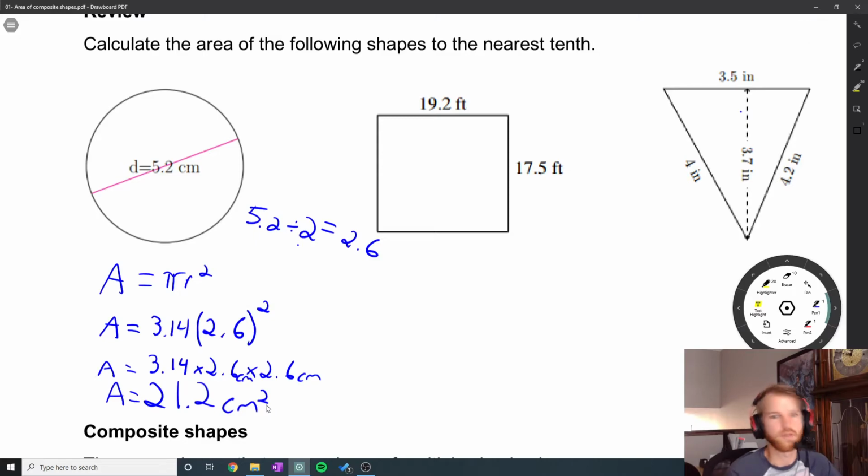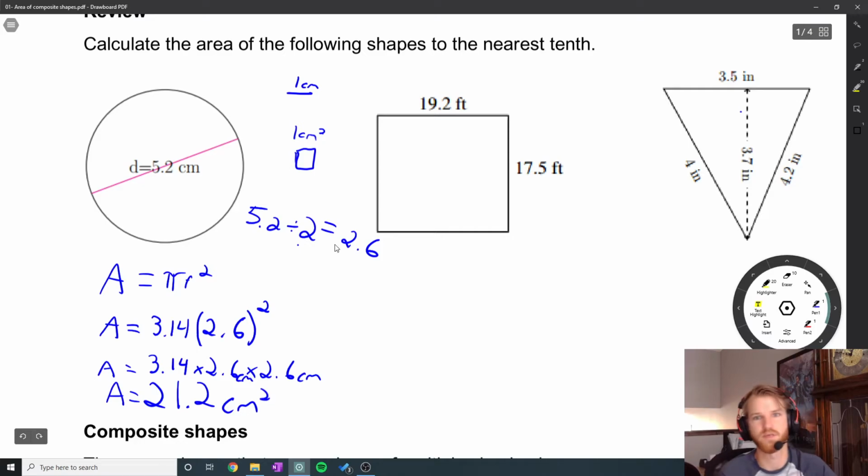Okay, so the simple way of thinking of this is that when you're going from length to area, if you're starting with centimeters, you're going to end up with centimeters squared. This is now no longer talking about a 1 centimeter line. 1 centimeter squared means a box that is 1 centimeter by 1 centimeter. Okay, so that's 1 centimeter squared. So it says it's going to take up 21.2 of those.